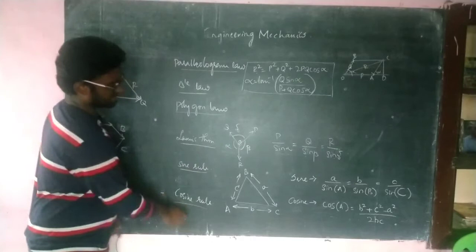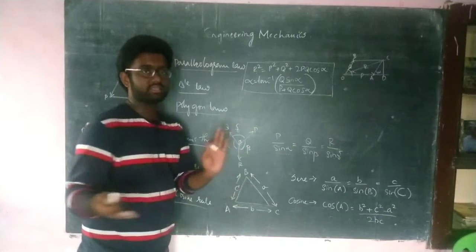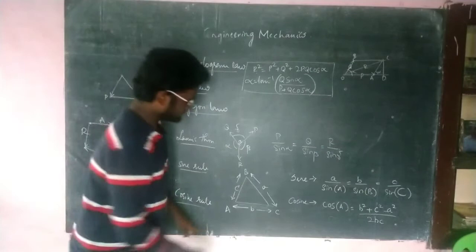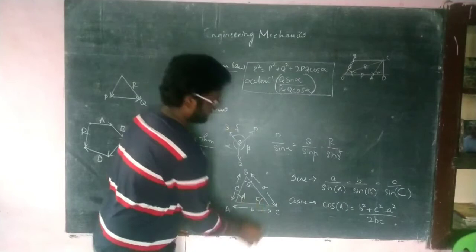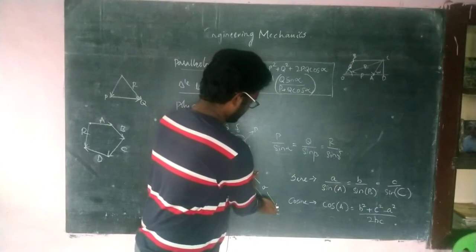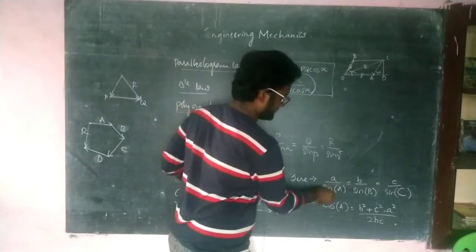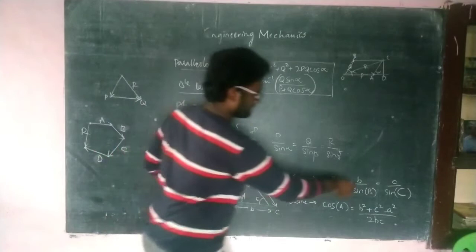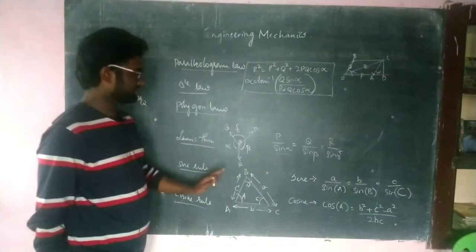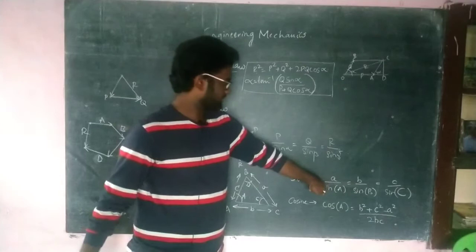So discussing about the sine rule and cosine rule. So this is the particular triangle. In case of a triangle, we'll consider both sine as well as cosine rule. So this is the angle A, this is the angle B, and this is the angle C. So what does this sine rule state? This distance is a, this distance is b, and this distance is c. So a divided by the angle opposite to the side a, which is sine A, b divided by sine B, and c divided by sine C. This is the sine rule. So the side and its opposite angle is what we have considered here.